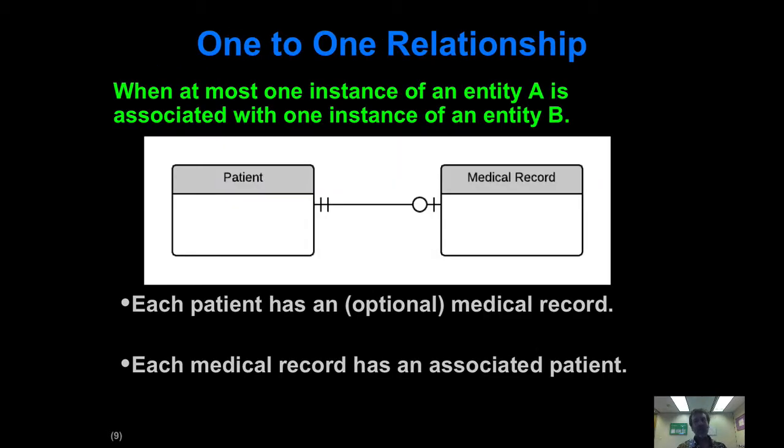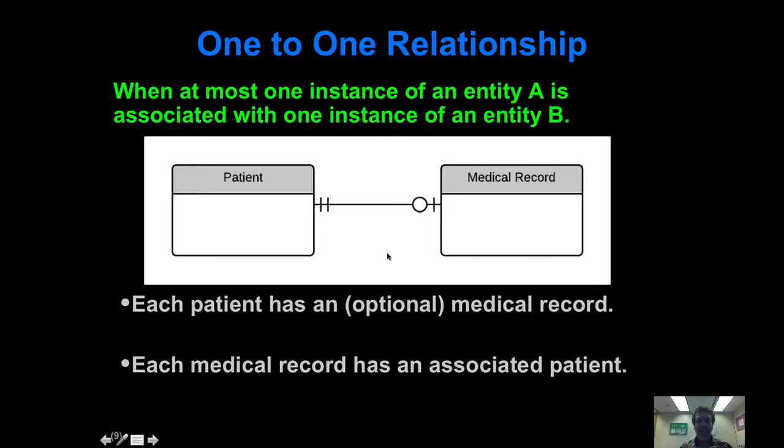Okay? So there's three basic relationship types. The first one's called a one-to-one relationship, and that is when at most one instance of an entity A is associated with an instance of an entity B. Here's a representation of that relationship. We're going to use this thing called crow's foot notation, which I'm just going to show you examples of in the next few slides. It's pretty trivial to understand.